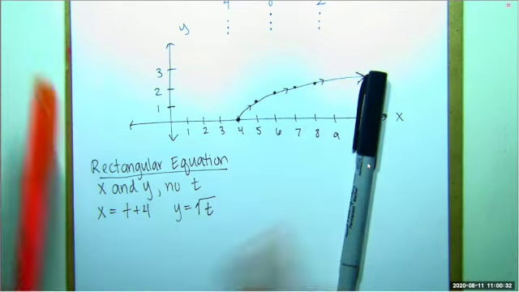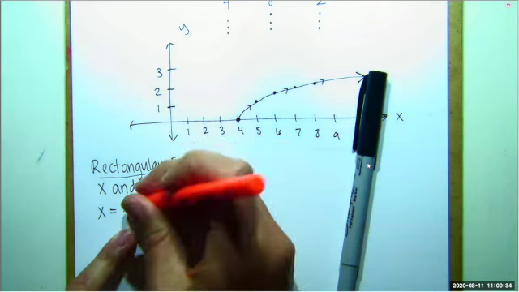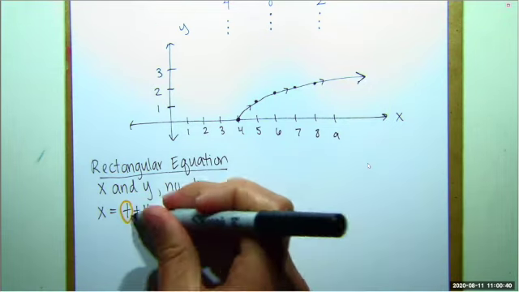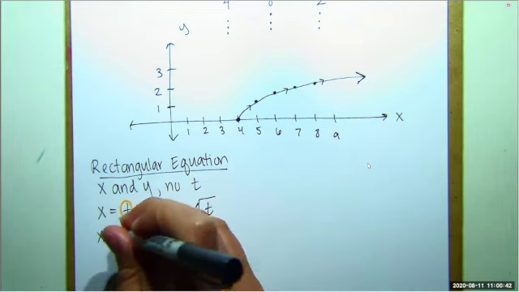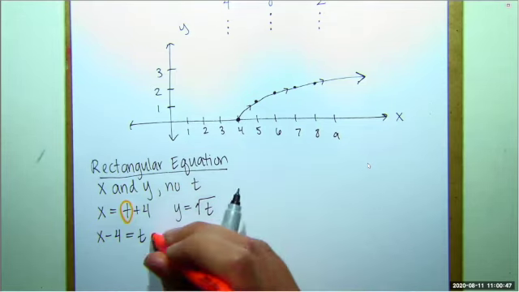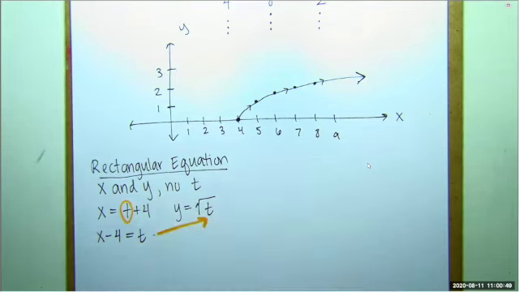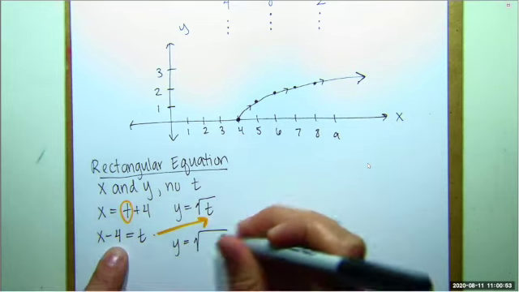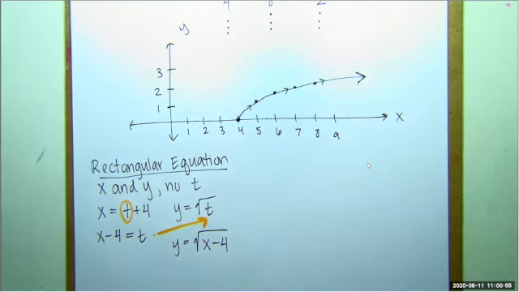So what I'm going to do is solve this equation for t, and then plug it into the second equation. So I subtract 4 from both sides, I get x minus 4 is equal to t. What I'm going to do now is plug this in right here. So I get y is equal to the square root, and we got that t was x minus 4. So our rectangular equation is y is equal to the square root of x minus 4.